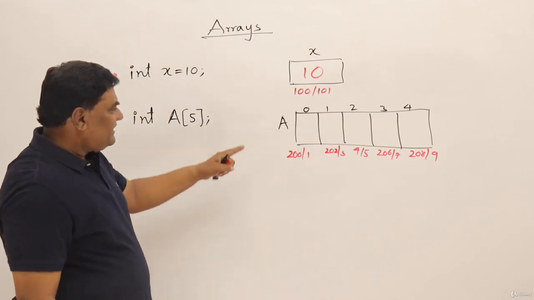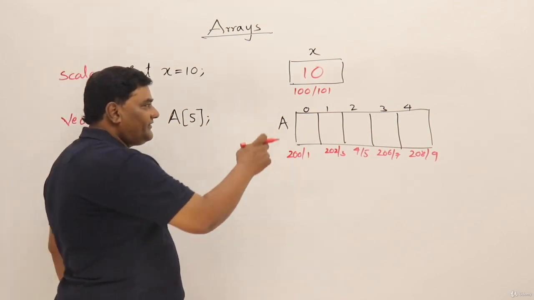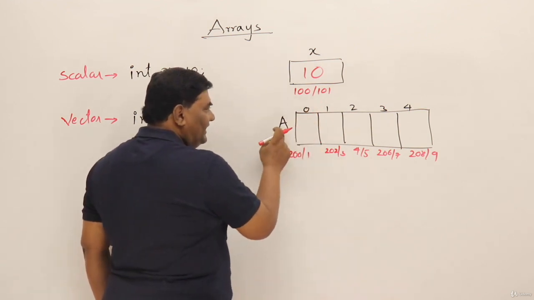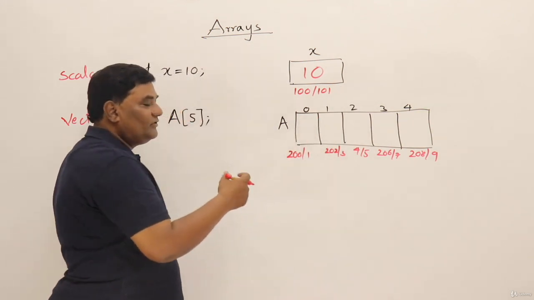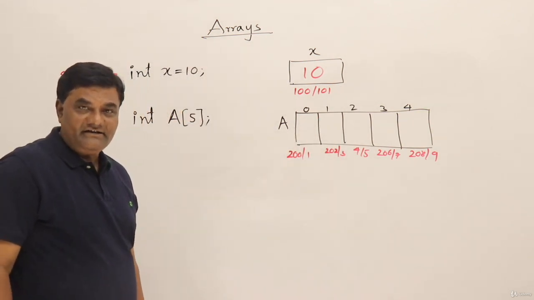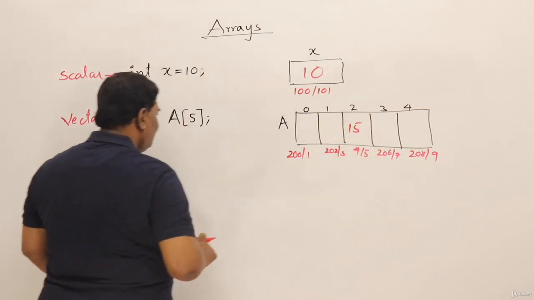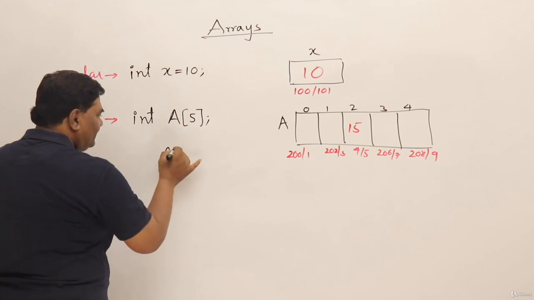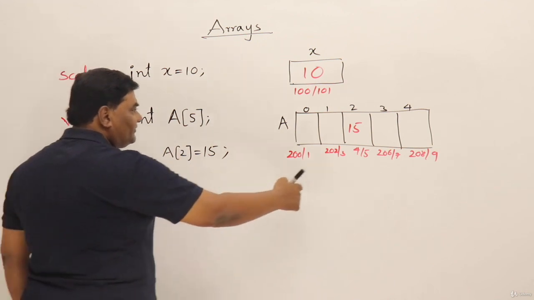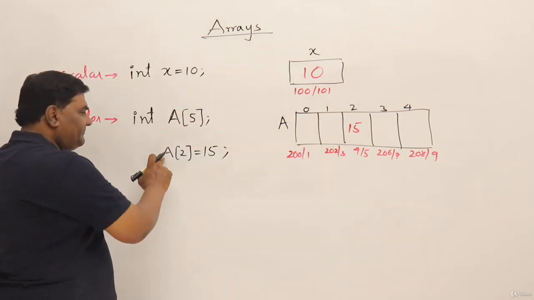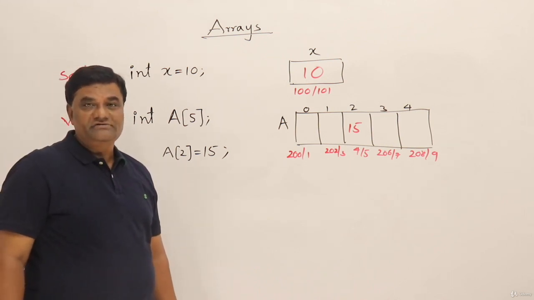Now all those 5 integers have the same name, that is A. Then how to differentiate those 5 integers? We can differentiate them with their indices. A of 0 means this is the first integer, then the second, third, fourth and fifth. So I can access them or differentiate them with the help of the index. Suppose I want to store a value 15 here. Then I can say A of 2, that is index 2, assign value 15. So this will store the value 15 here. So using the name and the index, we can access any of those integers, any of those elements.